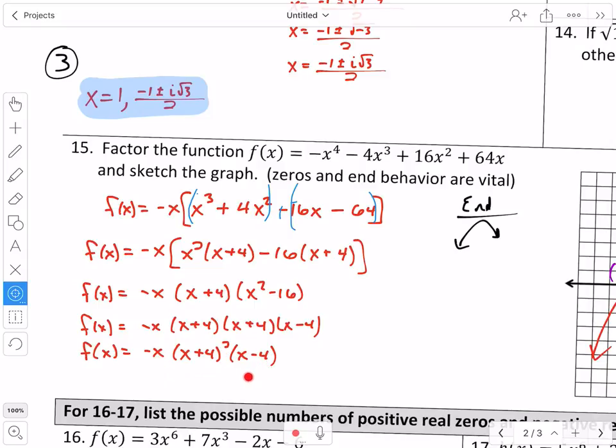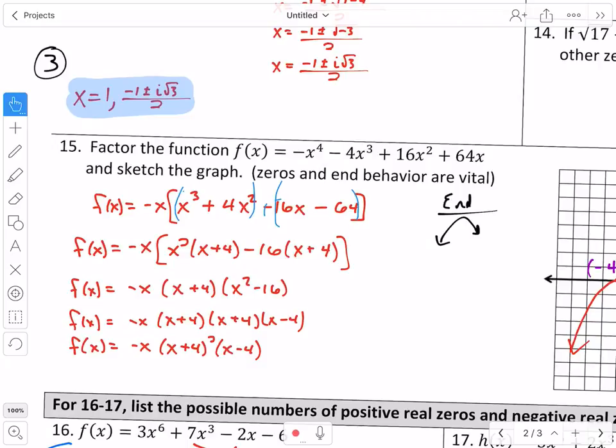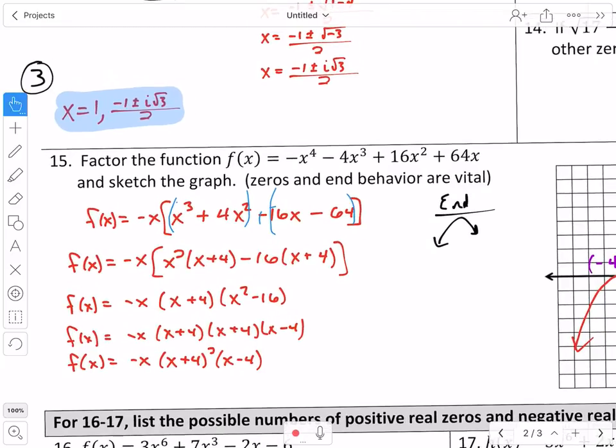So these two, when the graph touches it, it goes through them. Here at negative 4, it's tangent. The graph is tangent to the x-axis. Also, as far as end behavior goes, the leading term is a negative x to the fourth. Negative, it opens down. X to the fourth, the end behavior is the same on the left and the right.